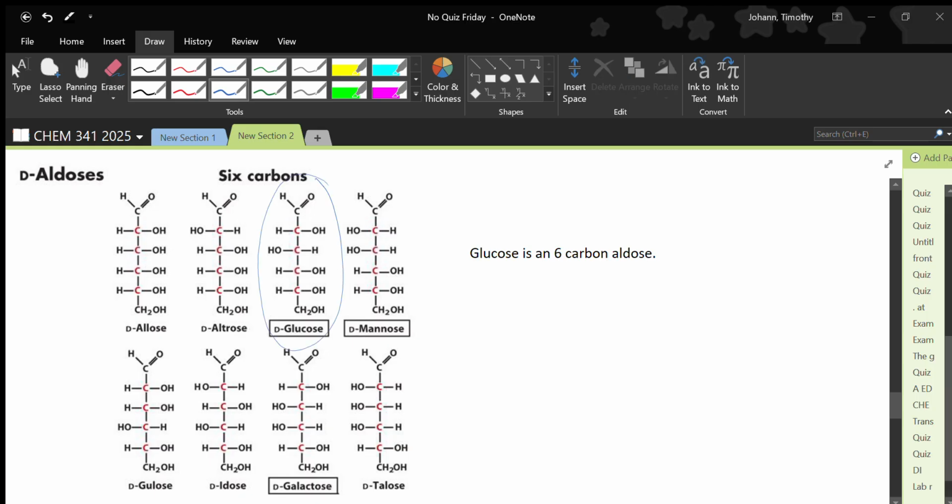And which other one do you want to know the structure of? I want you to know the structure of something else so you don't think everything is glucose. Allose? I'll try to remember that, okay? Allose. I don't even know what it does. But you need to know the structure of glucose and you need to know the structure of allose. Okay?